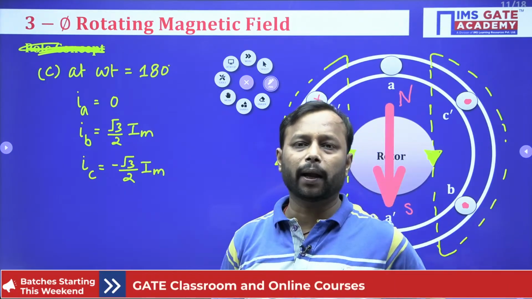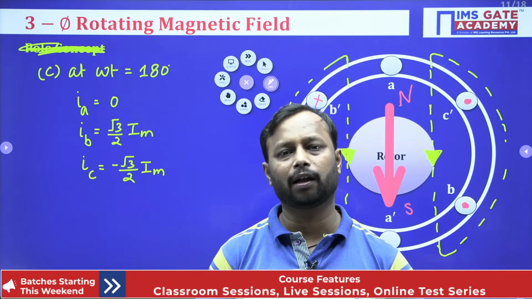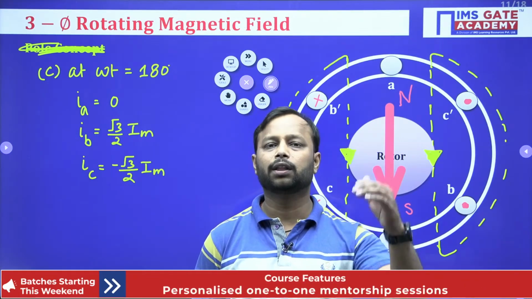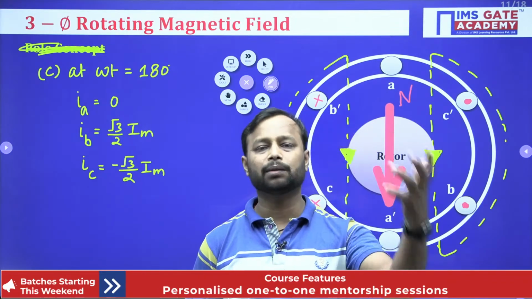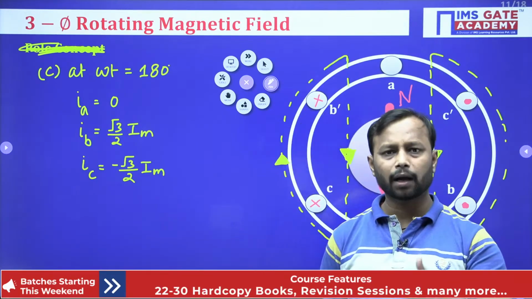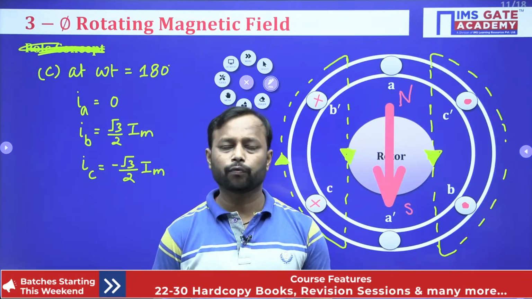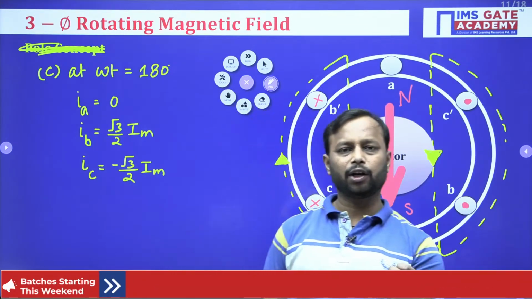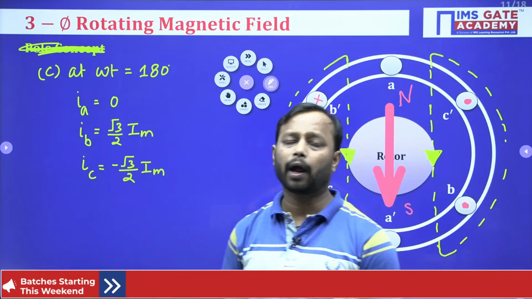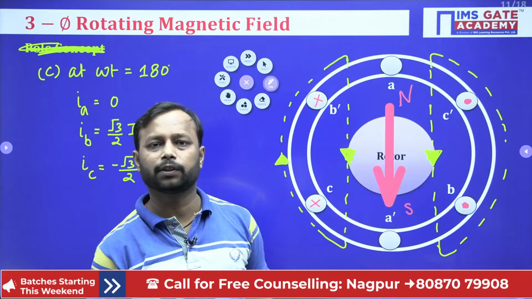But what is the drawback here? The drawback here is that we cannot find the magnitude of the magnetic flux. Earlier in the MMF concept, we got the MMF as 3 by 2 Fm, the maximum magnetomotive force. So we can get the magnitude with the MMF concept, but if you follow the pole concept, you cannot get the MMF value. So this is the drawback of the pole concept.